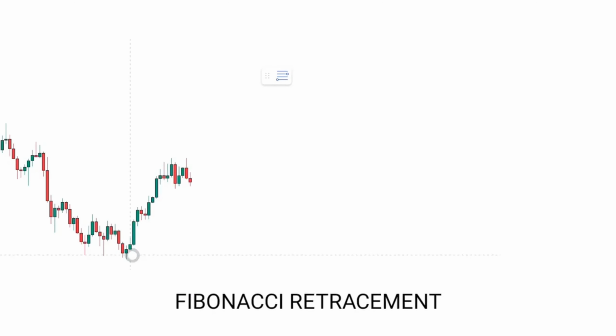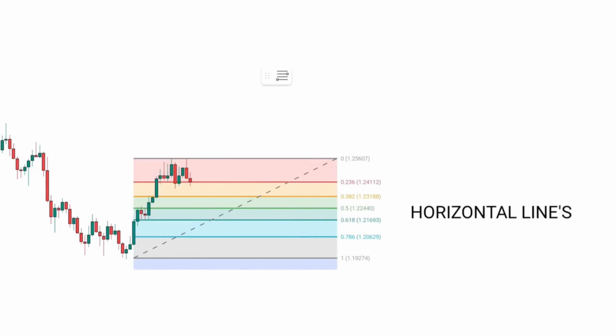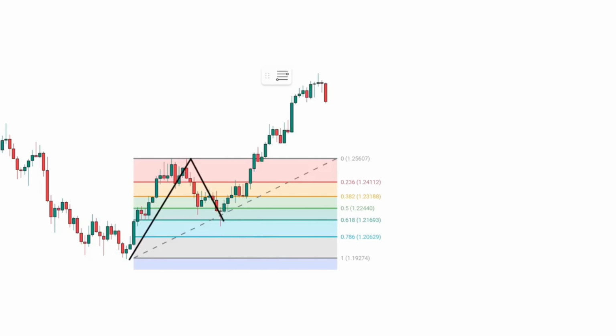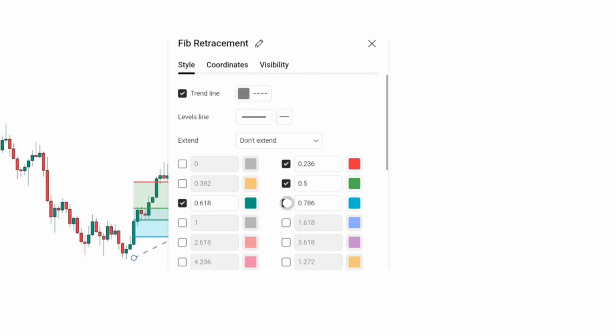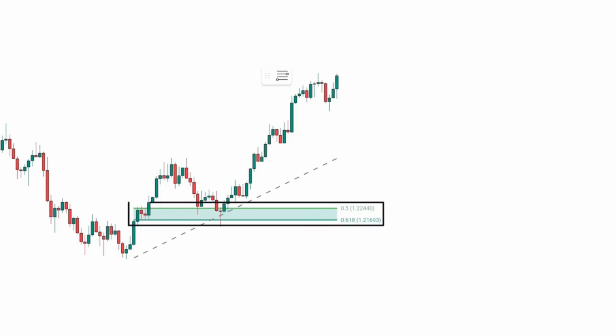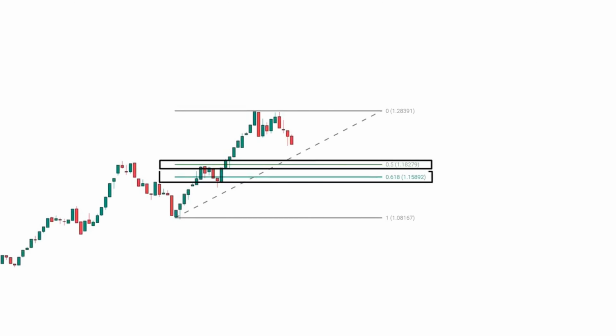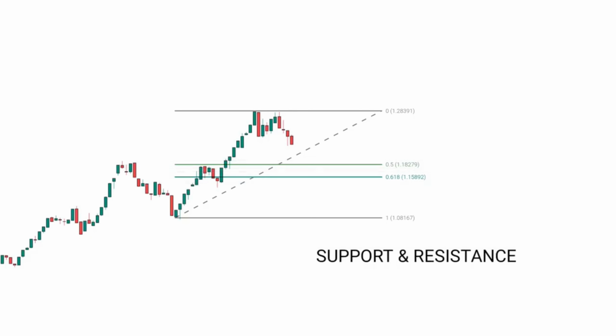The Fibonacci retracement is a tool based on the Fibonacci sequence. It provides multiple horizontal lines on the chart, showing potential pullback or retracement levels where price might reverse. Among these, the 0.5 and 0.618 levels are the most important, as price tends to react strongly around them. So, once you apply the Fibonacci tool, if you find a support or resistance level around the 0.5 or 0.618 zone, that area becomes significant.